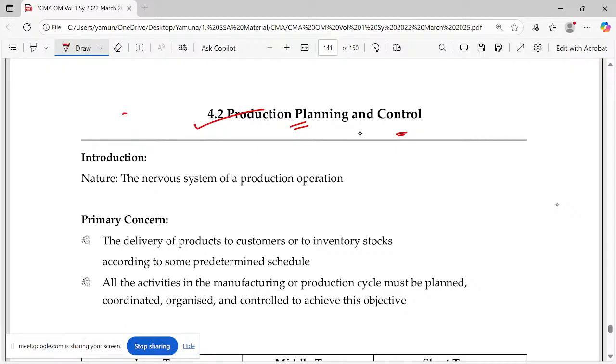So when we talk about production and operation, yes, this becomes a nervous system. So whenever you talk about the manufacturing industry or whatever it is, when you talk about the production system, the primary concern is you have to deliver the products to the customers. You have to maintain the inventory stock as per predetermined schedule. Please highlight this word, predetermined schedule.